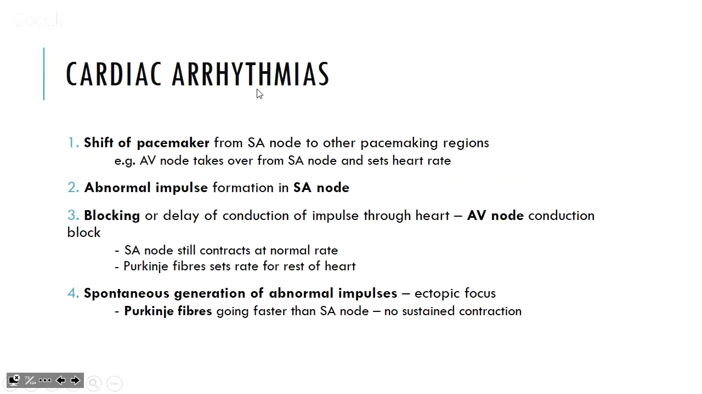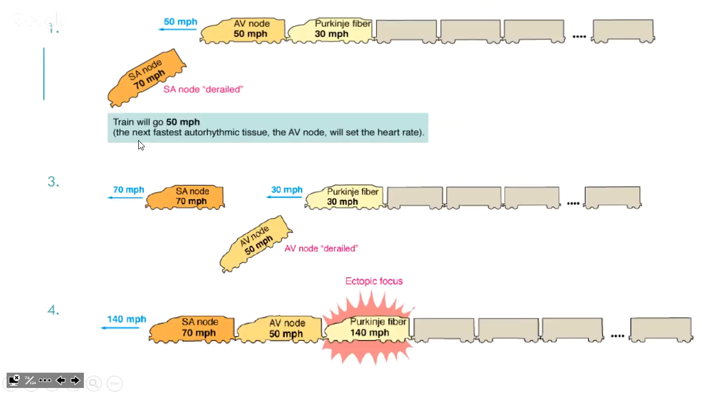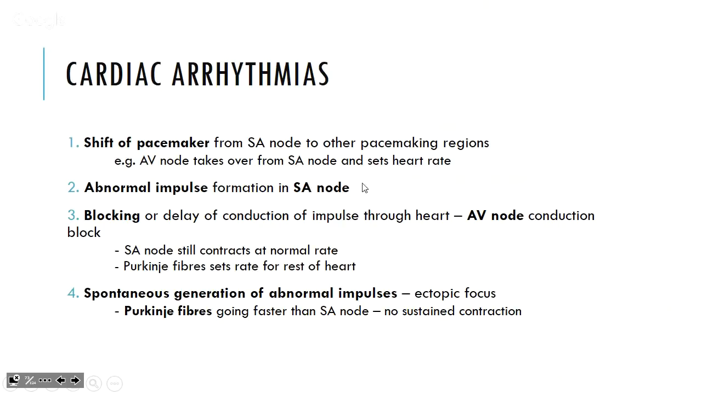So what can go wrong with these? So you can get cardiac arrhythmias. So one of the situations is that, for example, the SA node just screws up, so it doesn't work anymore. And because of that, the AV node will have to take over. And because it's only 50 beats per minute, your heart rate will be 50 beats per minute, so it will be pretty slow. A second thing that can happen is the SA node is screwed up and gives an abnormal impulse. And then you can also get an AV block.